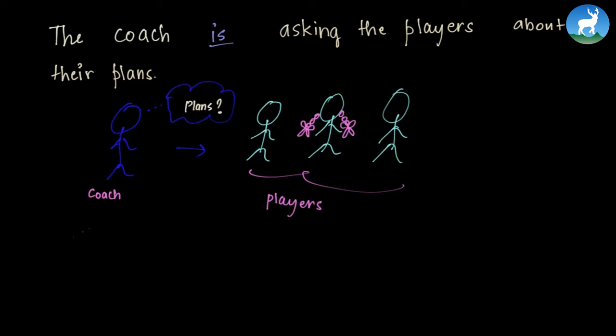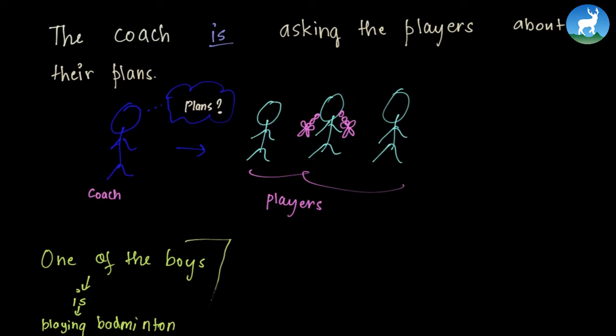Now we have another example, that is one of the boys. This is exactly the same as the first example we saw, one of the girls is. We use is there, and here again we use is because we're talking about one among many boys. So one is always singular. One of the boys is playing badminton. Because this is one among three boys, and one is always a singular person, a singular count, right?